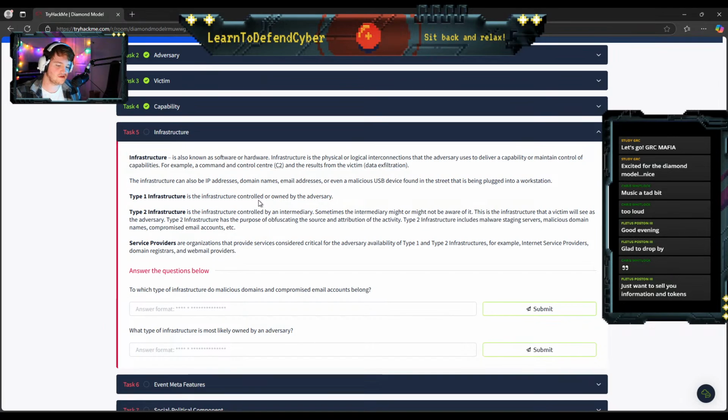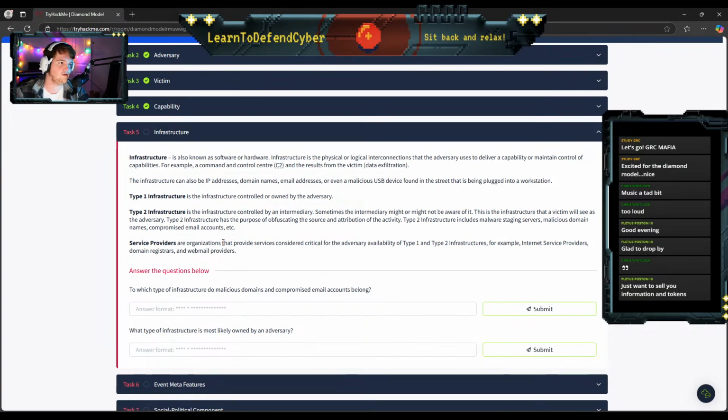Type 1 infrastructure is controlled and owned by the adversary. Type 2 infrastructure is controlled by an intermediary. Sometimes the intermediary may not be aware of what's going on. This is the infrastructure that a victim will see as the adversary. Type 2 infrastructure has the purpose of obfuscating the source and attribution. It includes malware staging servers, malicious domain names, compromised email accounts, et cetera.